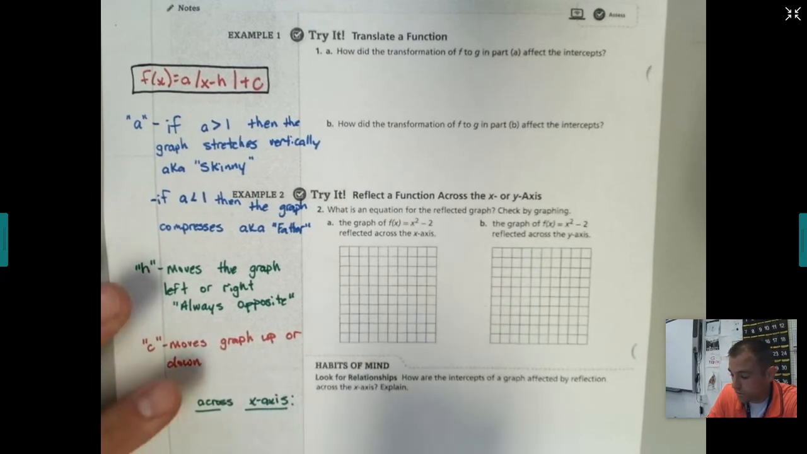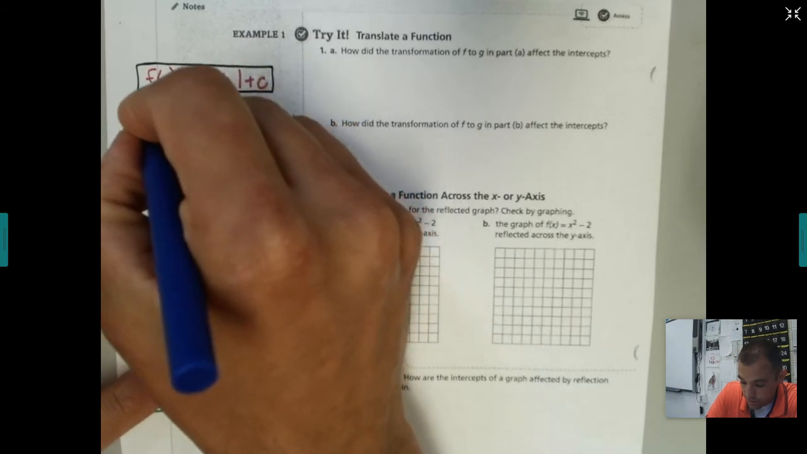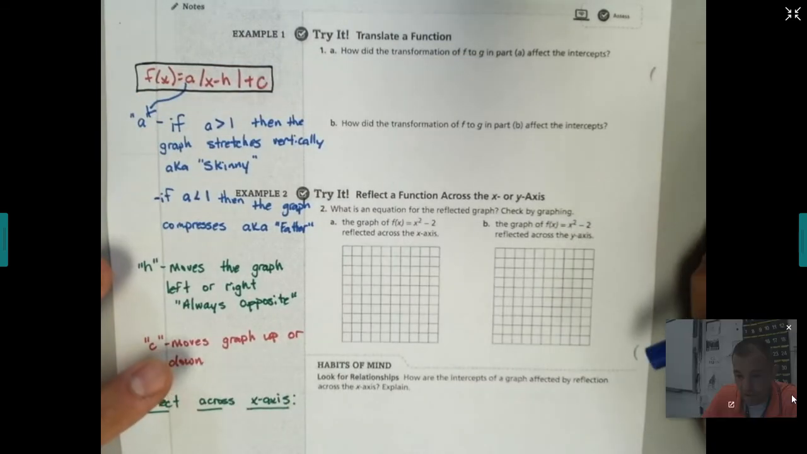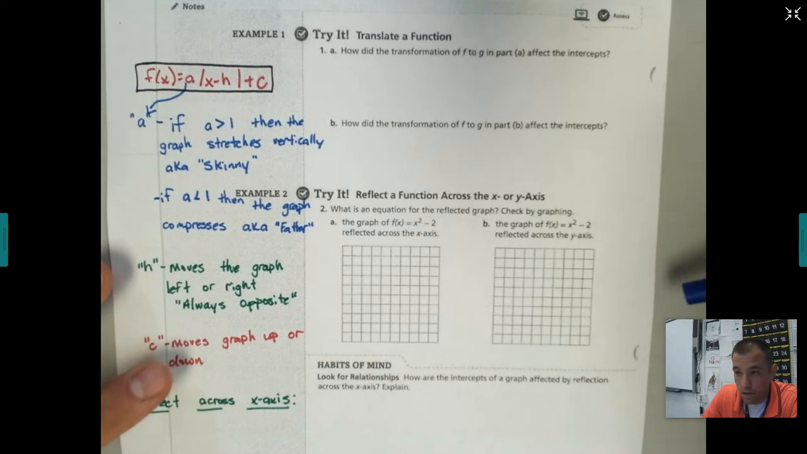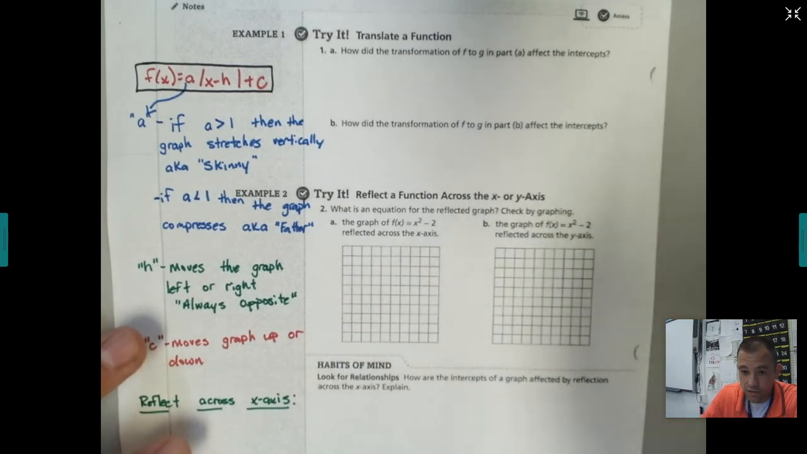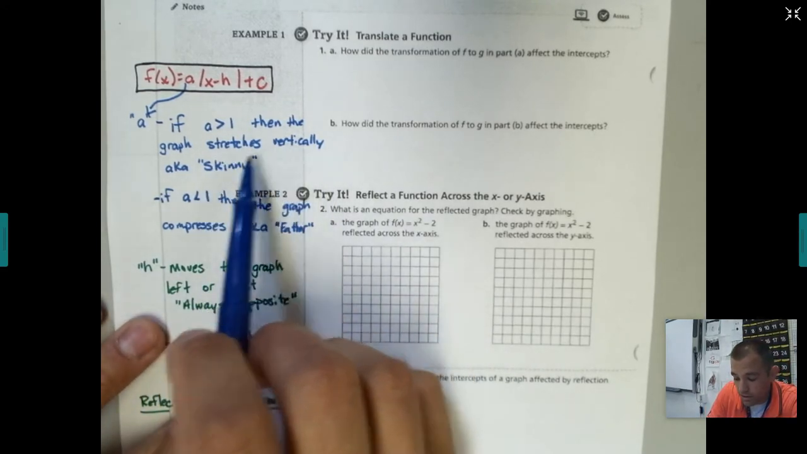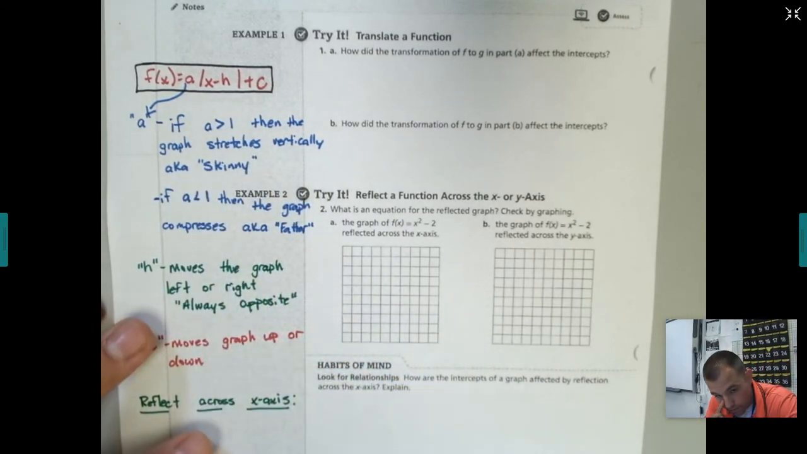So the first one is A. If there's a number in front of the absolute value, that is going to either shrink or stretch our graph, making it skinny or fatter. If A is greater than 1 and we stretched the graph vertically like it was made of rubber, that would make it skinnier. So stretch vertically is the same thing as skinny.